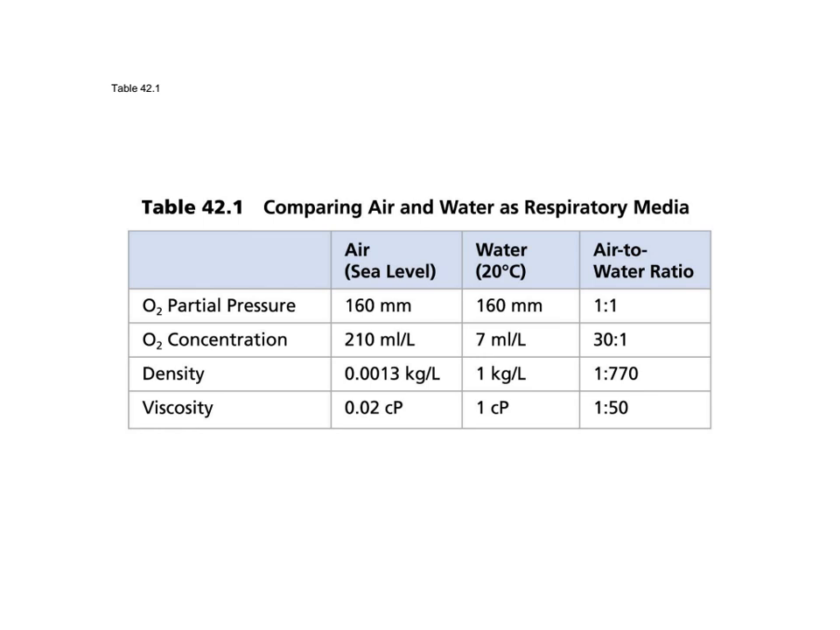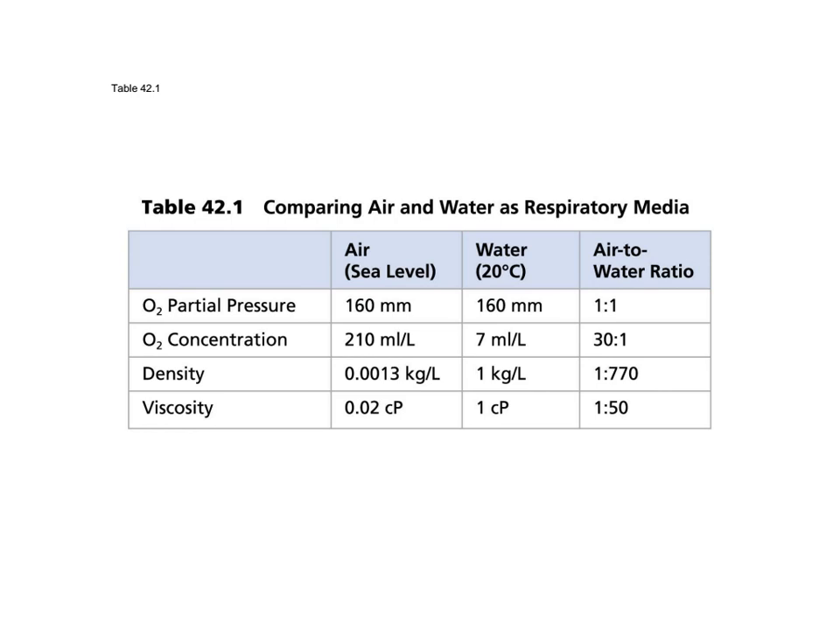Okay, this is a table from your book, and it just shows you some of the values we've been talking about. So for example, in air, the O2 partial pressure is 160 millimeters of mercury. In water that's in equilibrium with air at sea level, it would be identical. It'd also be 160 millimeters of mercury. So the ratio of partial pressure is 1 to 1, okay?